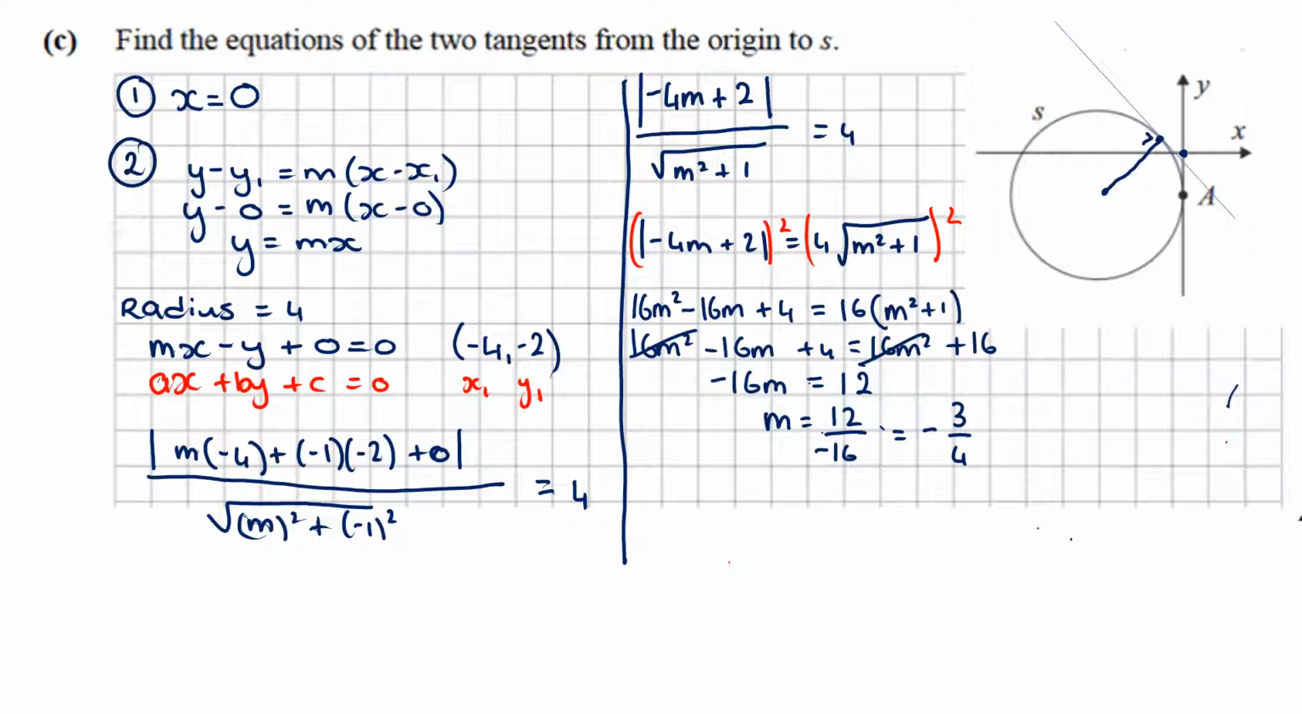So looking at our actual diagram, it makes sense that that slope would be negative. So going back to the equation of our tangent, it's going to be y equals minus 3 over 4x, and that can be written as 4y equals minus 3x, or if you prefer, 3x plus 4y equals 0.